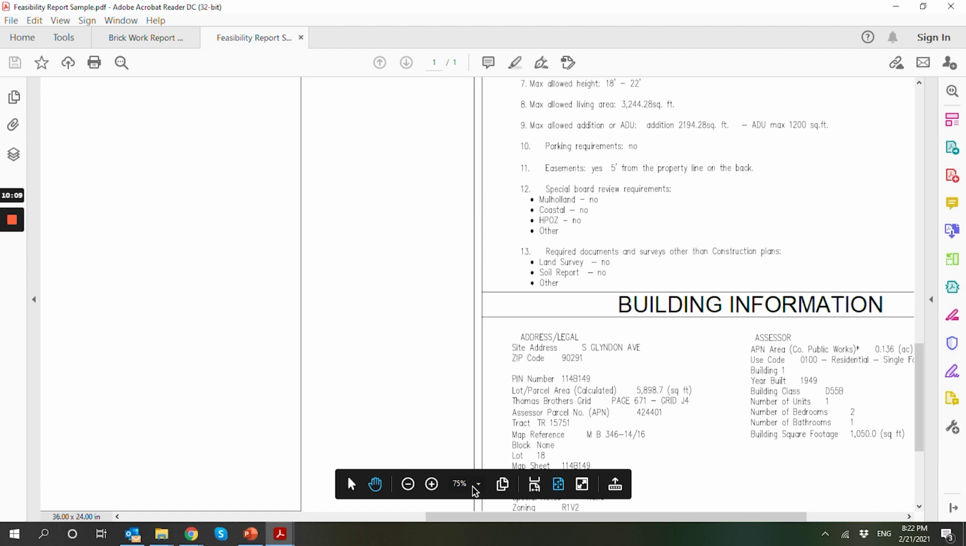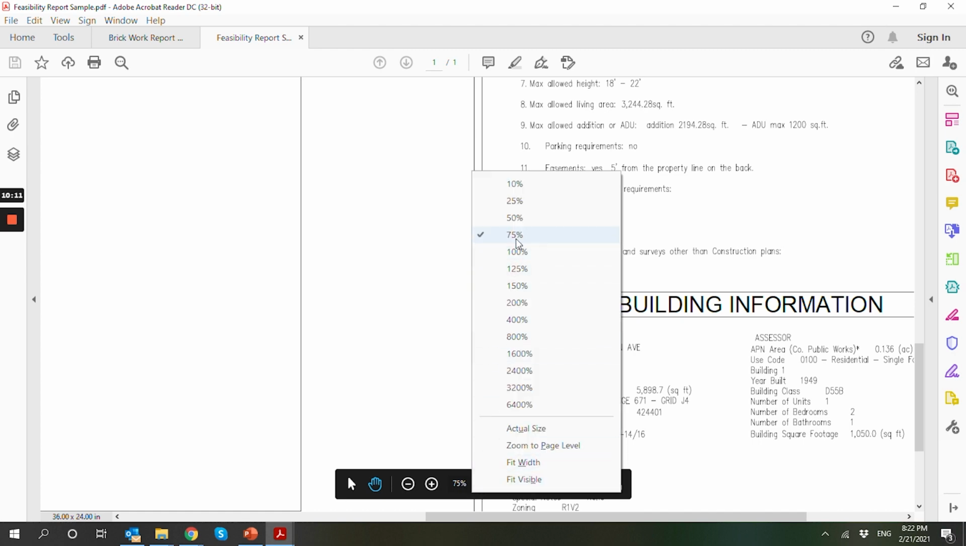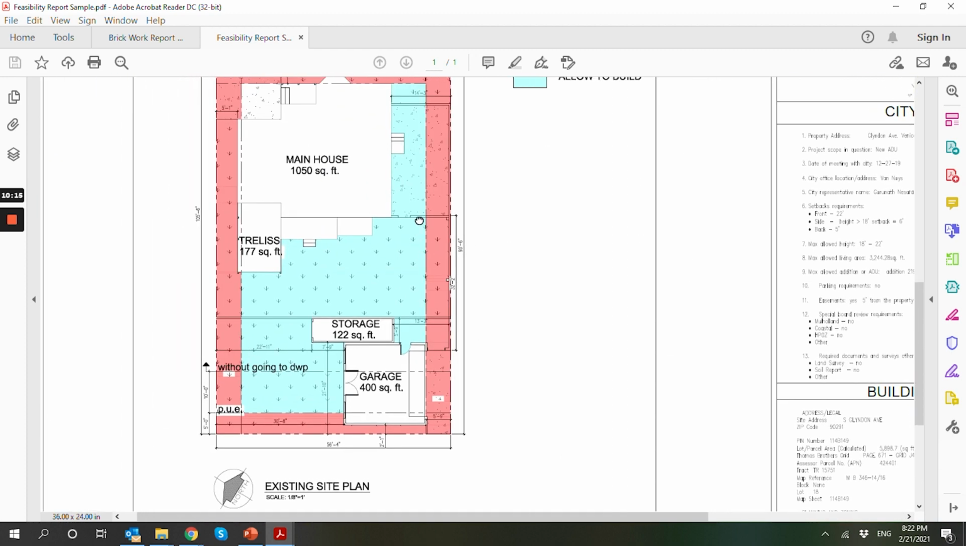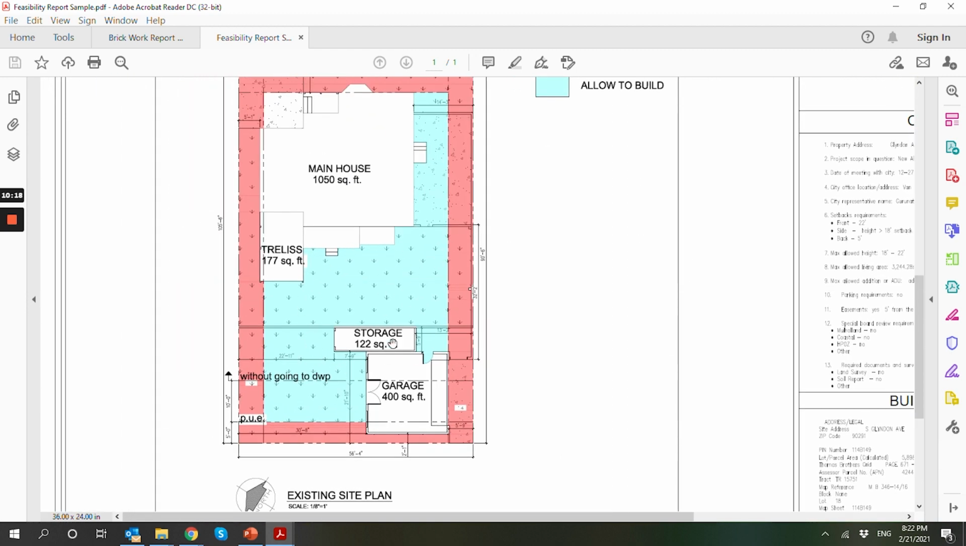So that's basically a feasibility, and with that, once you have that information from the city and you have that site map, you can clearly see where you can have your ADU and where you can position it, and now you can start your design and planning phase.